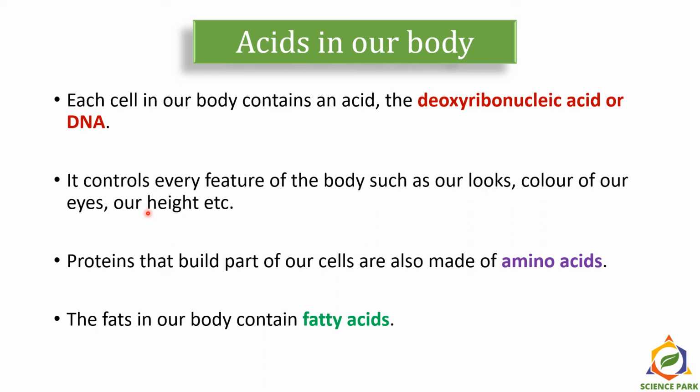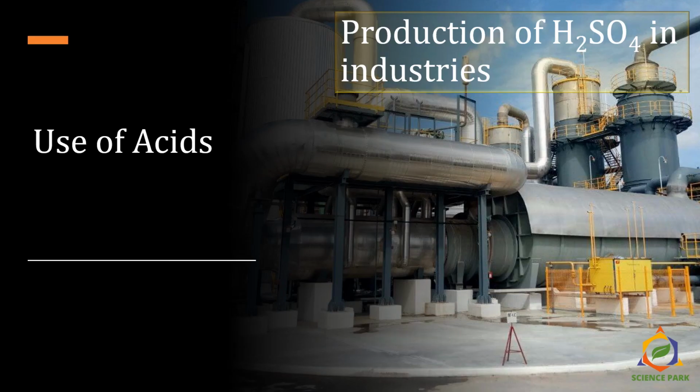Now proteins that build parts of our cells are also made up of acids, which are known as amino acids. There are, if I'm not wrong, 12 to 24 different amino acids which are used for making proteins. The fats in our body also contain acids which are known as fatty acids. All these are natural acids. Now let's see some uses of acids.